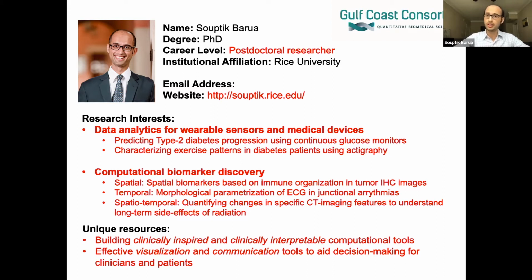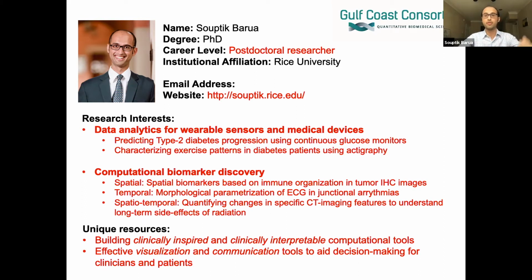So I use techniques like machine learning, data science, statistical analysis, as well as leverage a specific skill set in signal processing from my electrical engineering background to understand data better. The first research interest that I've put down here is data analytics for data coming from wearable sensors and medical devices. Specifically, my interest is in data that is in the form of signals, something that is varying with time or varying spatially.